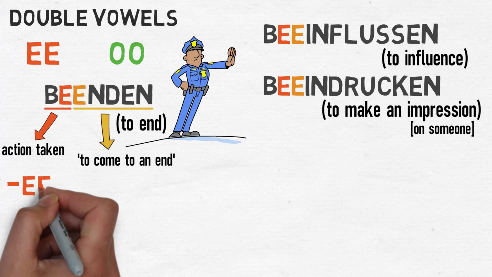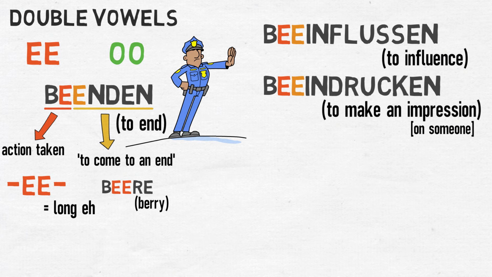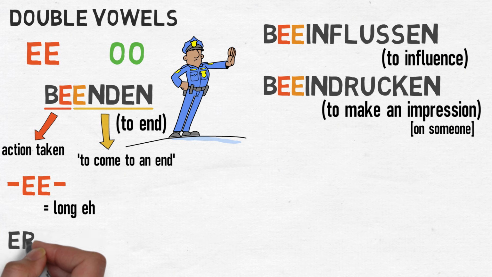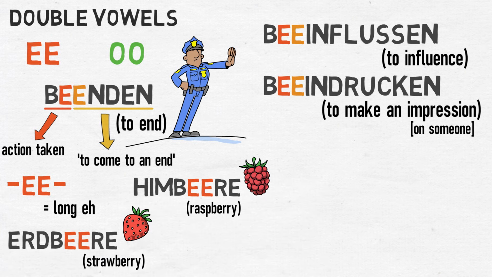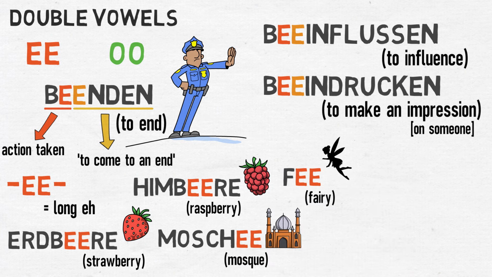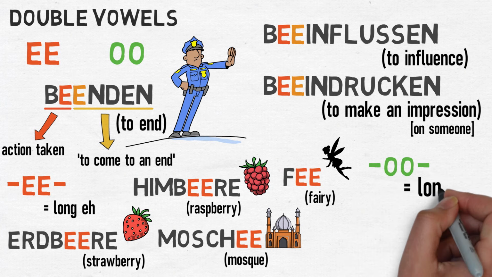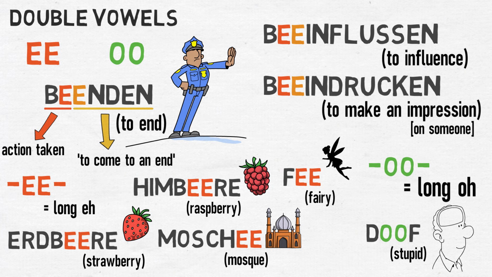If the double E appears within a word, such as in the word Beere, berry, it would be pronounced as a long E sound. Beere. Some more examples. Erdbeere, strawberry. Himbeere, raspberry. Moschee, mosque. Fee, fairy. The same thing happens for double O. The most well-known word with a double O is doof, meaning stupid. Its correct pronunciation is doof, but it's often mispronounced doof by English learners. Nothing backfires more quickly than mispronouncing the word stupid.